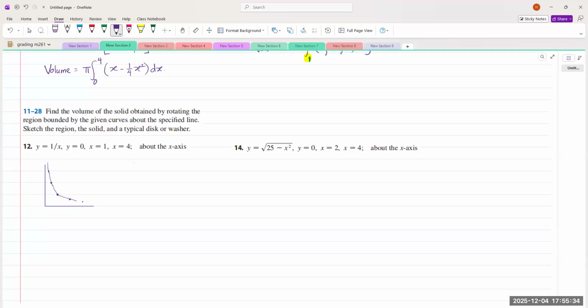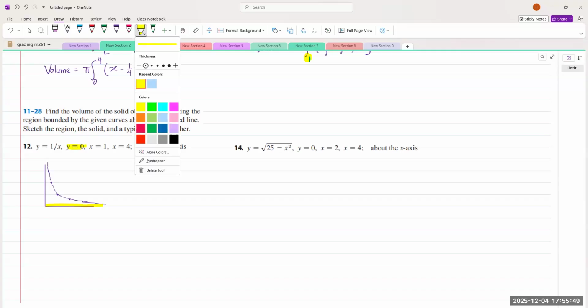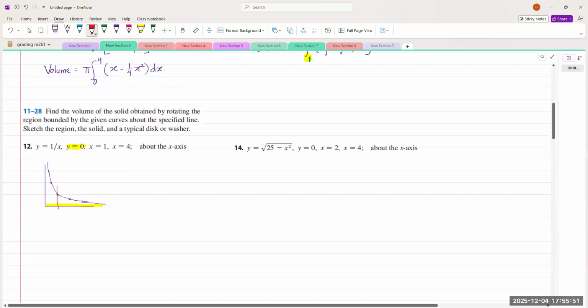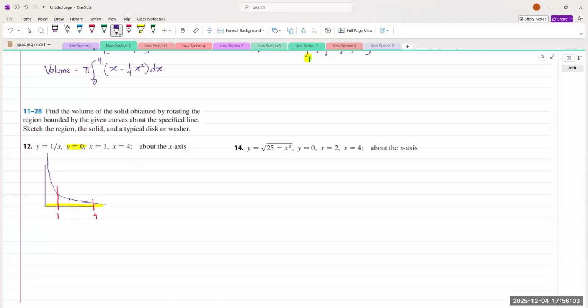Because from the restriction I see y equals 0 is the x-axis. Then x equals 1, let me draw it here. x equals 1 is like this here. This is x equals 1. And x equals 4, let's say it's approximately here. This is y equals 1 over x.